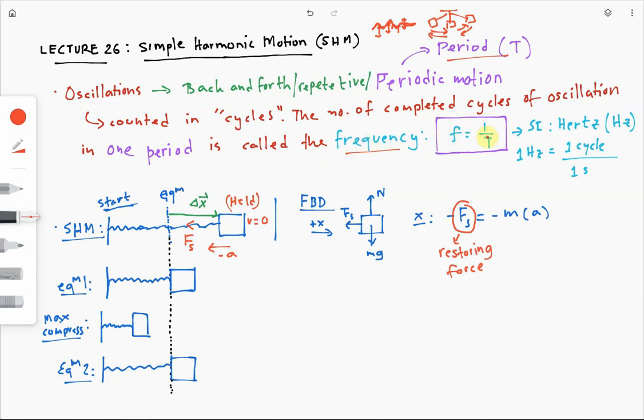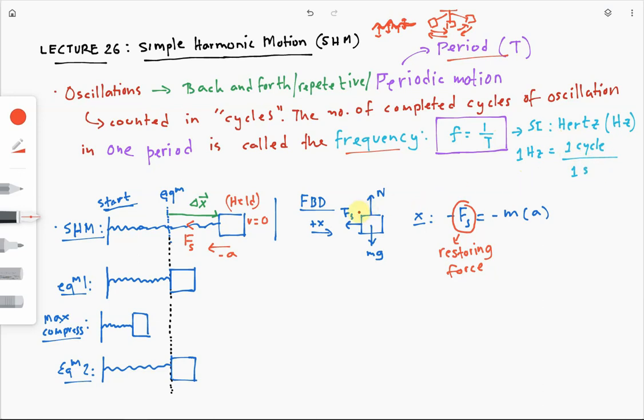Hence, frequency is related to the time period as in this equation, f equals 1 over capital T. The unit that we use for frequency is Hertz, after the German physicist, and 1 Hertz is basically equal to one completed cycle over 1 second.